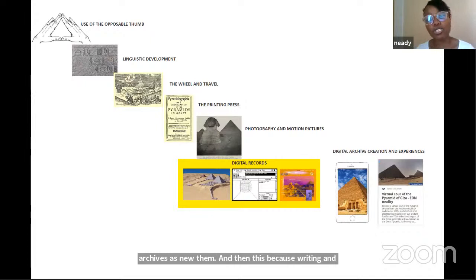Then we move into photography and motion pictures, which also very much influenced the digital records or digital archiving as we know them. This is all looking at how technology directly influences the way archives are set up or the way archives have evolved. And so thinking about this would help us to see how thinking of the future of archives also involves thinking of how technology is evolving right now, and this can shape the way we archive right now. Next slide, please.